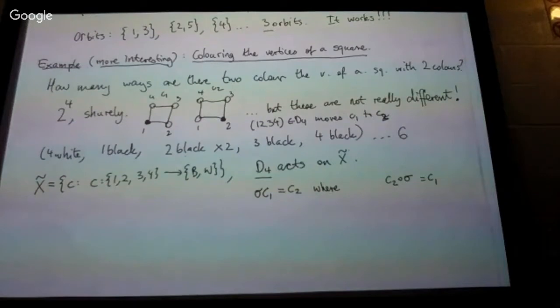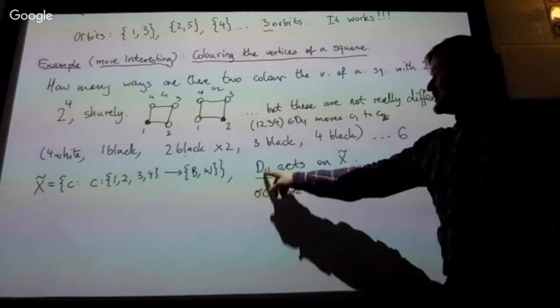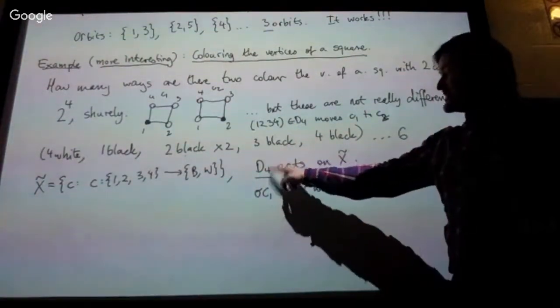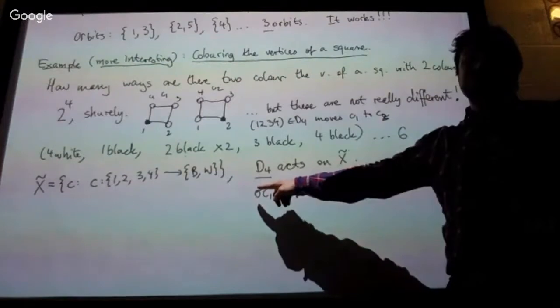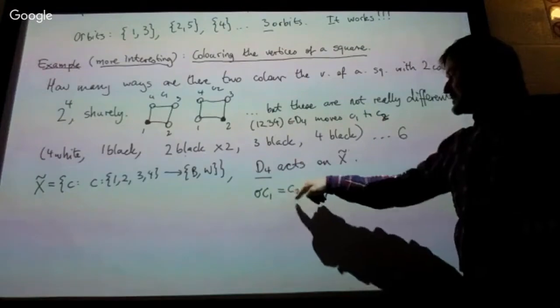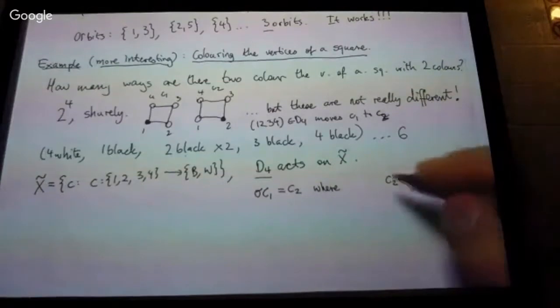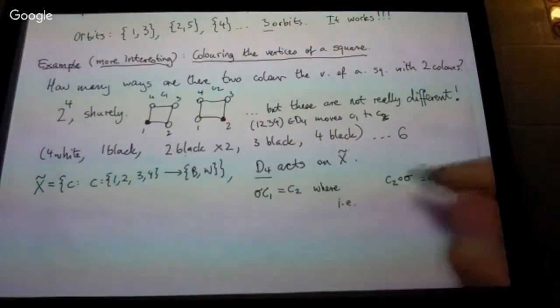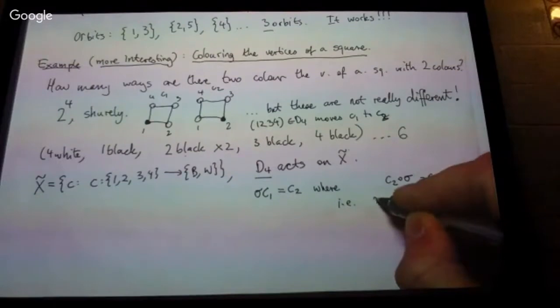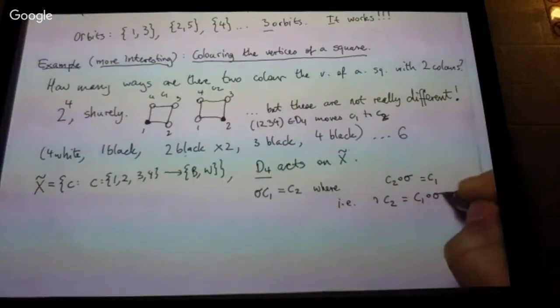Okay, so I'm defining the action on this X tilde by saying, if I take an element of this, viewing it as a permutation, which is what we really did, then what it does to a coloring is it sends it to a coloring that satisfies this, which is the same thing as C2 is C1 composed with sigma.